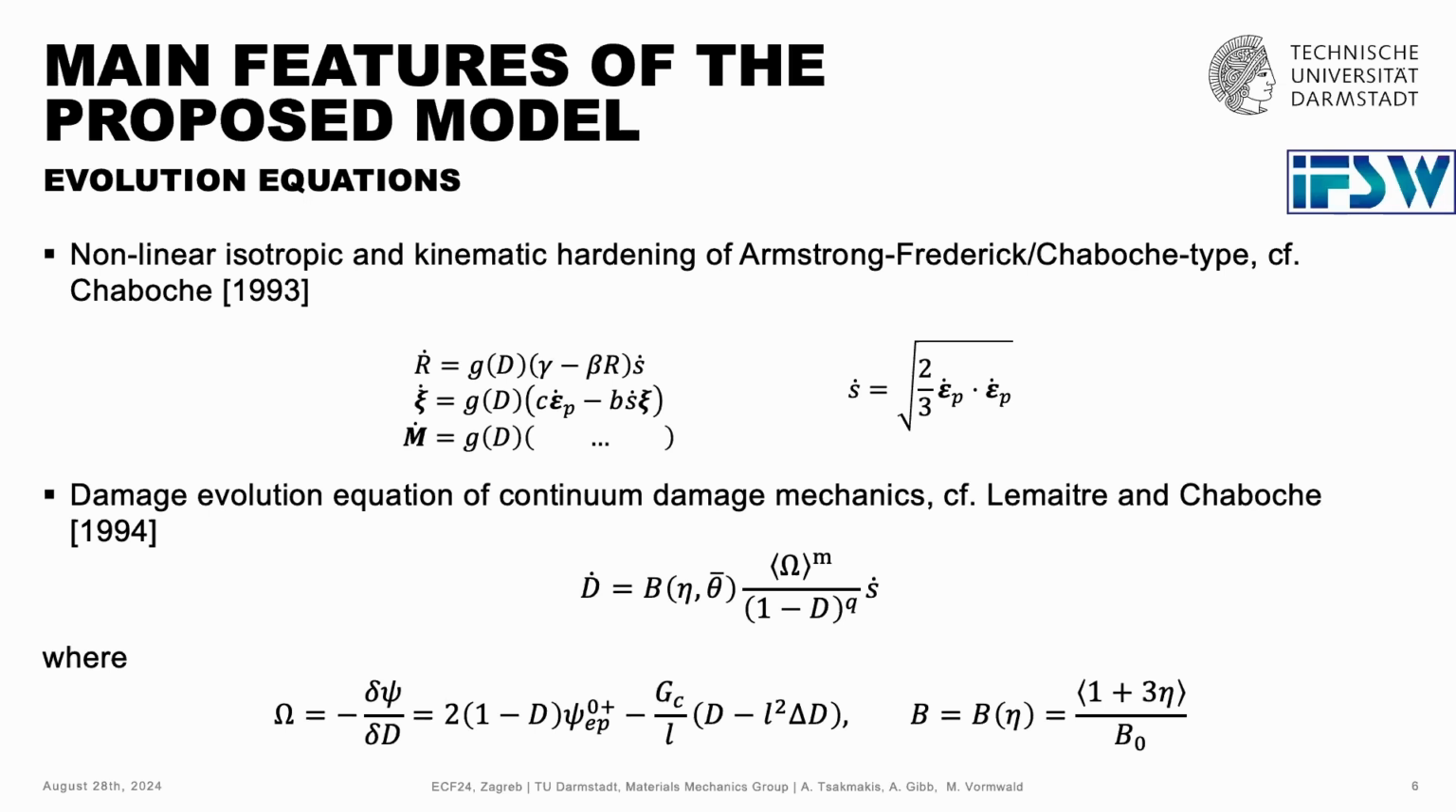We have material parameters M and Q, and we have also a function B capturing the influence of the stress state. And in this case, for the sake of this talk, I want to use a very simple one, incorporating only the so-called stress triaxiality. So essentially, for negative stress triaxialities below -1/3, there will be no damage evolution.